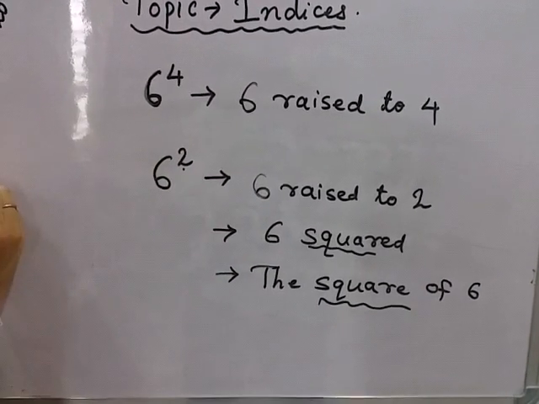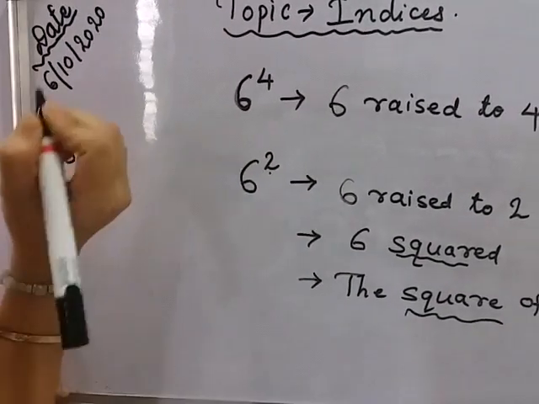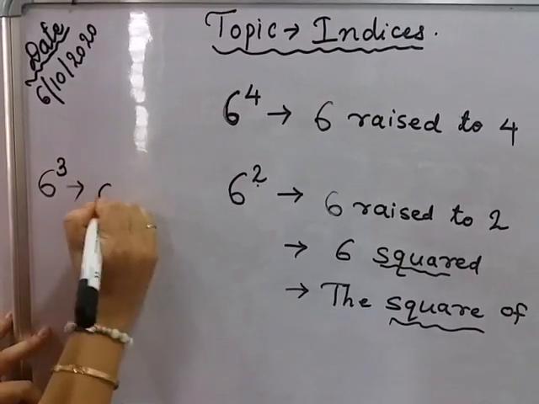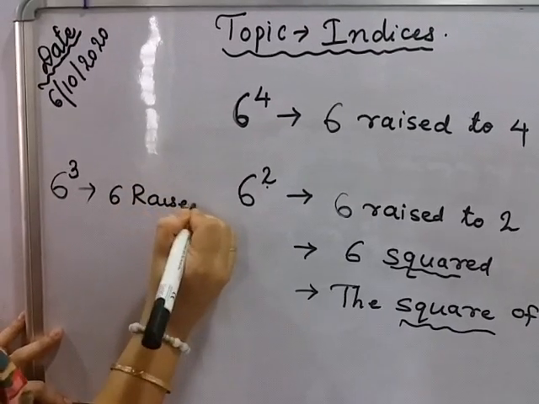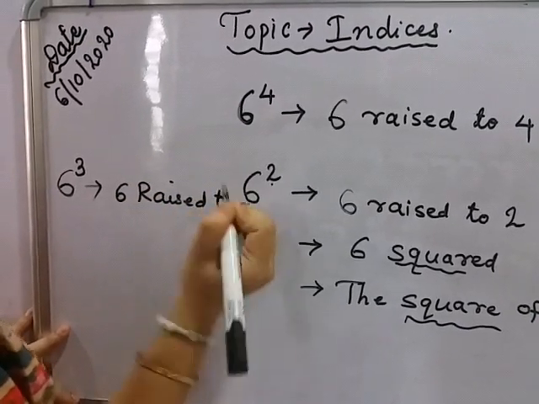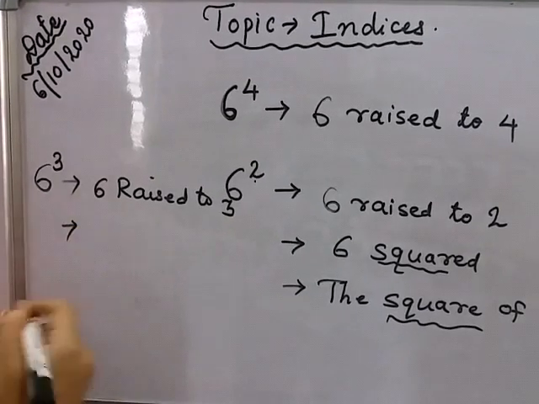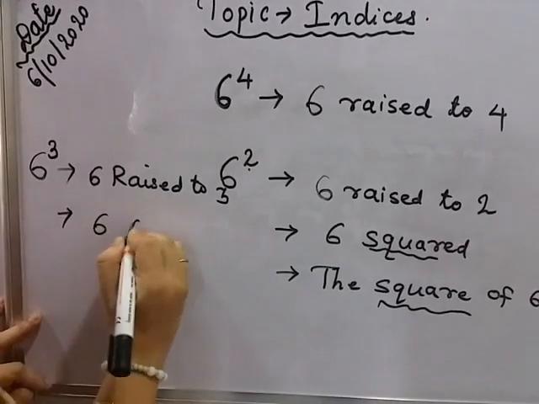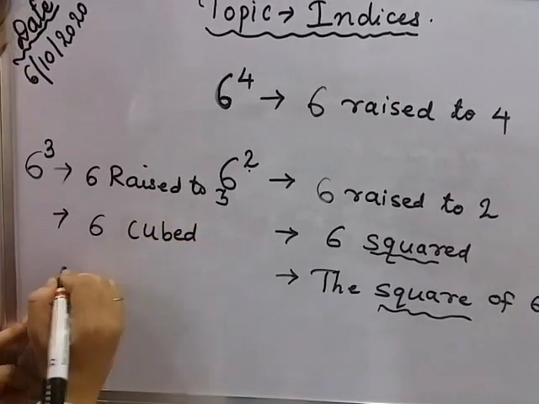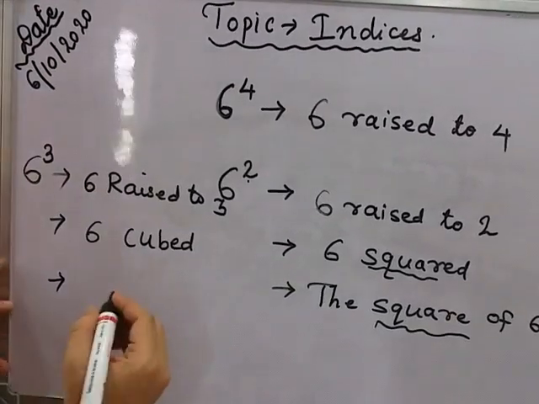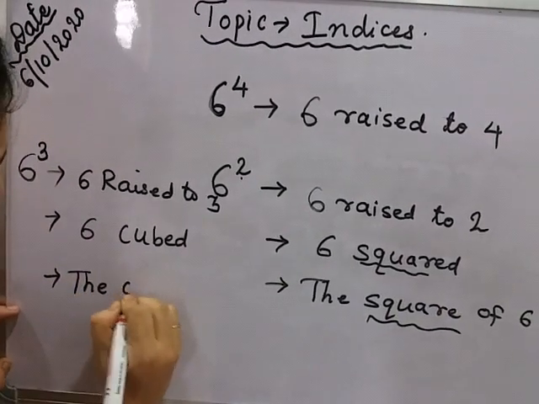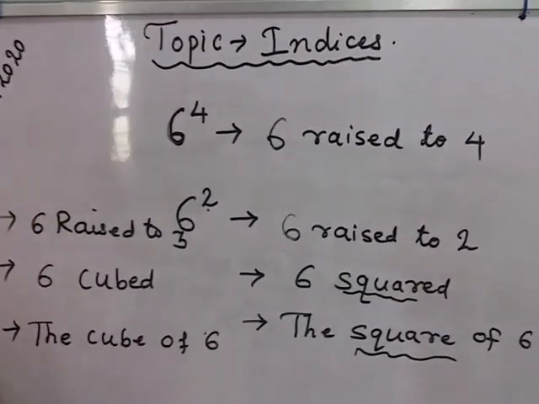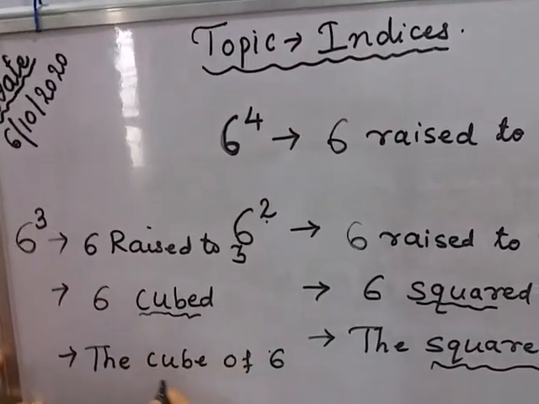So remember this word square when there is an index 2. Now let's take one more example. This time I am taking the index as 3. When 3 is the index, again we can read it this way, 6 raised to 3. That is one way. The other way is that this 3 is called cubed. So it is written as 6 cubed, or also the cube of 6.